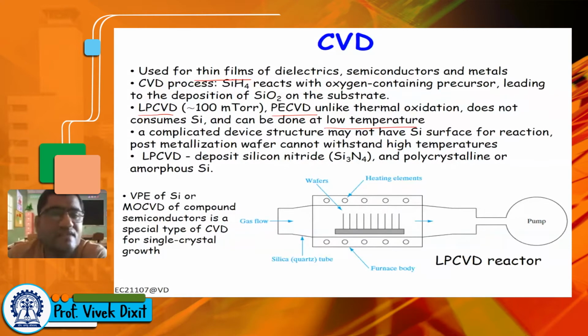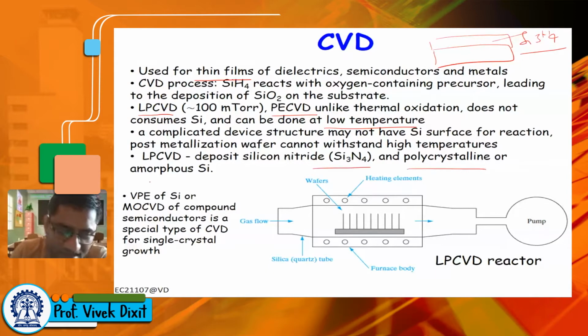So CVD is one technique, and sometimes the material may not be available. For example, once you have made a certain structure, silicon may not be there. In that case, you have only the option to deposit the silicon dioxide. Also, let's say once you make the device, you want to cover it with some other dielectric, usually silicon nitride. That layer can also be deposited using the CVD process. So for example, silicon nitride, polycrystalline, or amorphous silicon can be deposited using CVD.